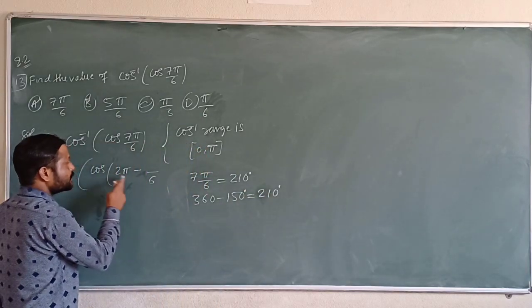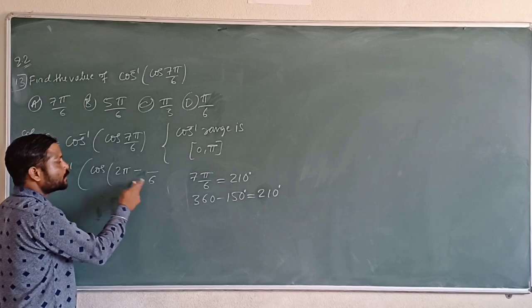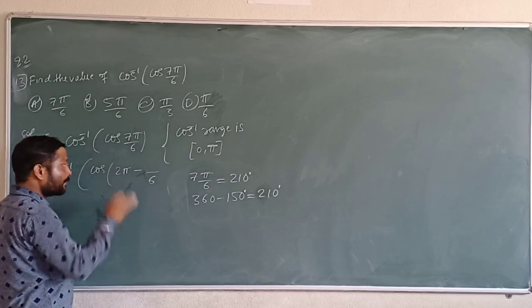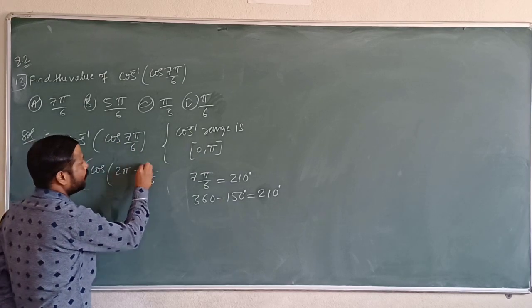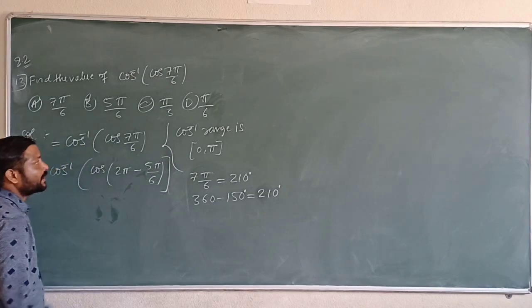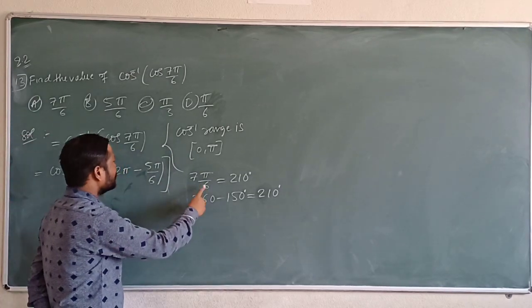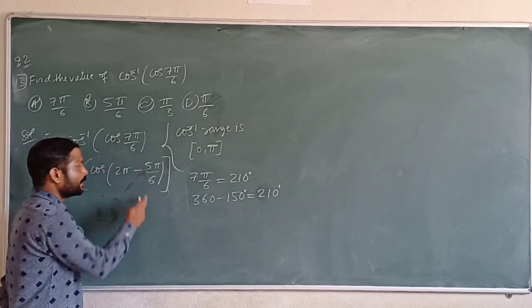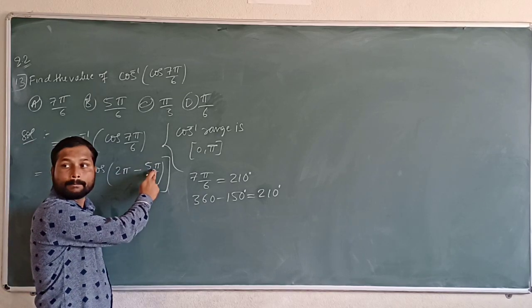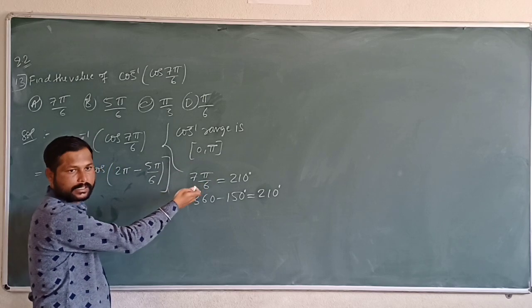See here, 6 2s are 12 pi. Subtract 7 pi, 12 pi minus 7 pi is 5 pi. 12 pi minus 5 pi becomes 7 pi by 6 only. See now, 6 2s 12 pi, 12 pi minus 5 pi is 7 pi by 6.